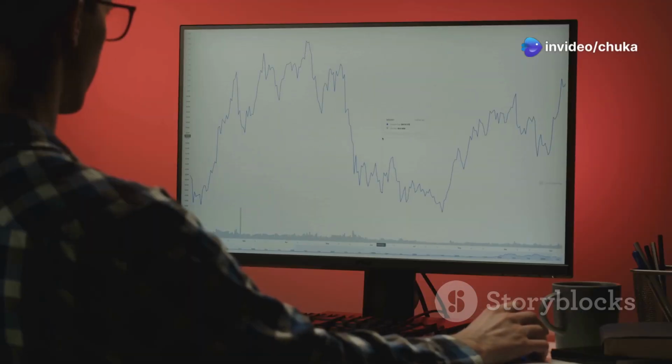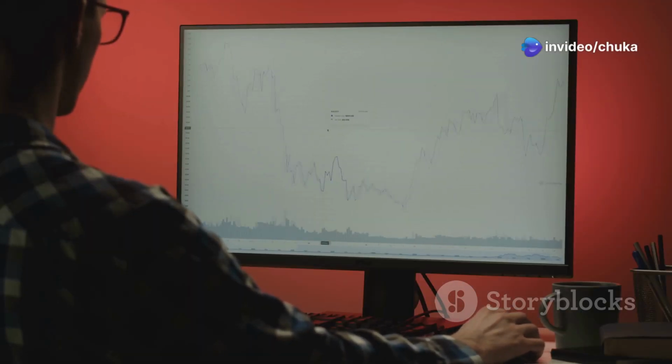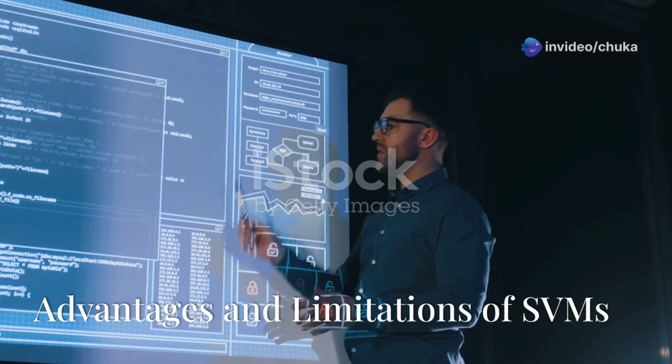Different kernel functions exist, each with its own way of transforming the data. Choosing the right kernel depends on the specific dataset and problem at hand.